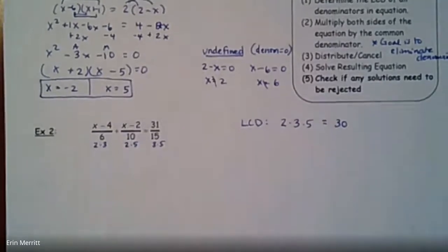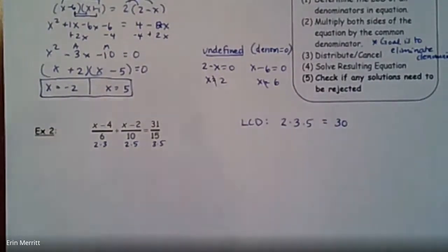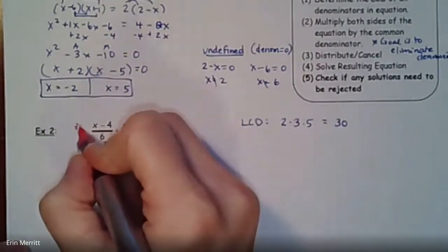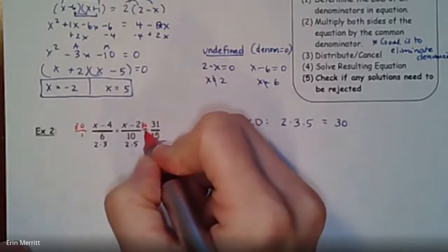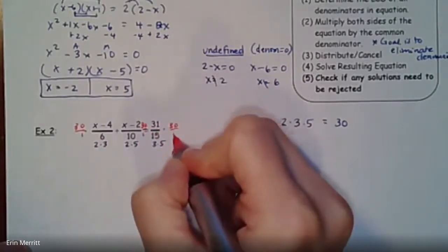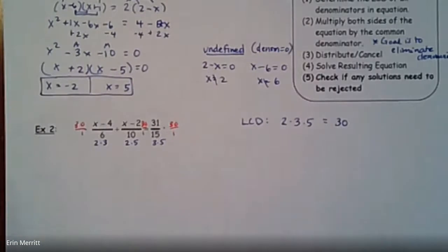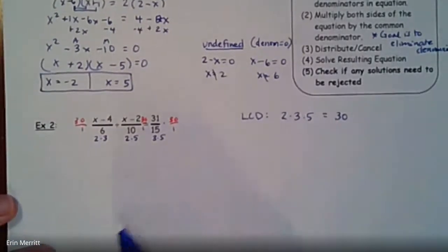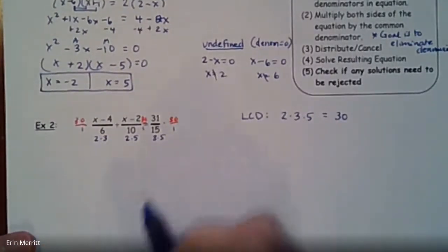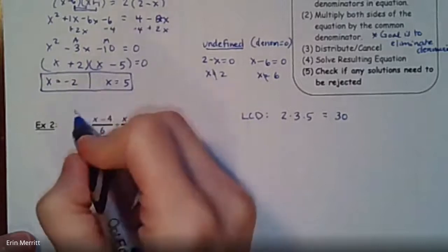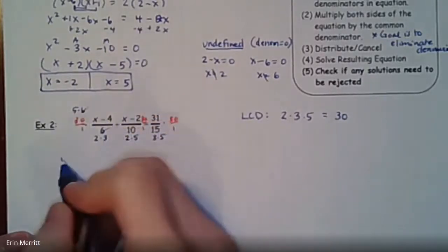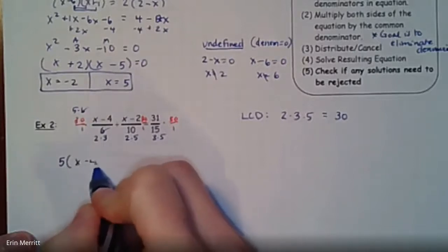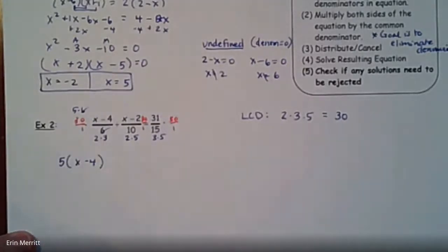All right, we're multiplying through by 30 over 1. So I'm going to squeeze it in because I think I can get away with it here. So 30 over 1 here, 30 over 1 here, 30 over 1 there. What that's going to do is simplify those denominators because 30 is really 5 times 6. So the 6's will go, and I'm left with 5 times the x minus 4.